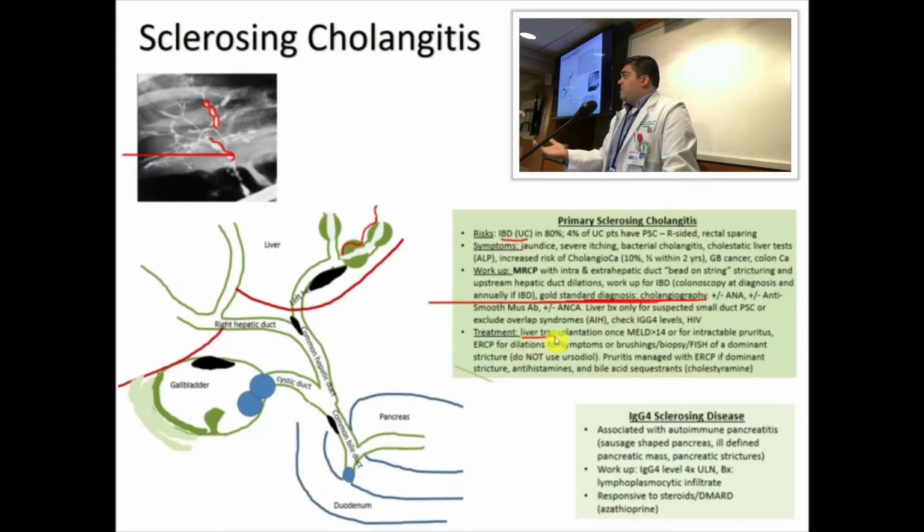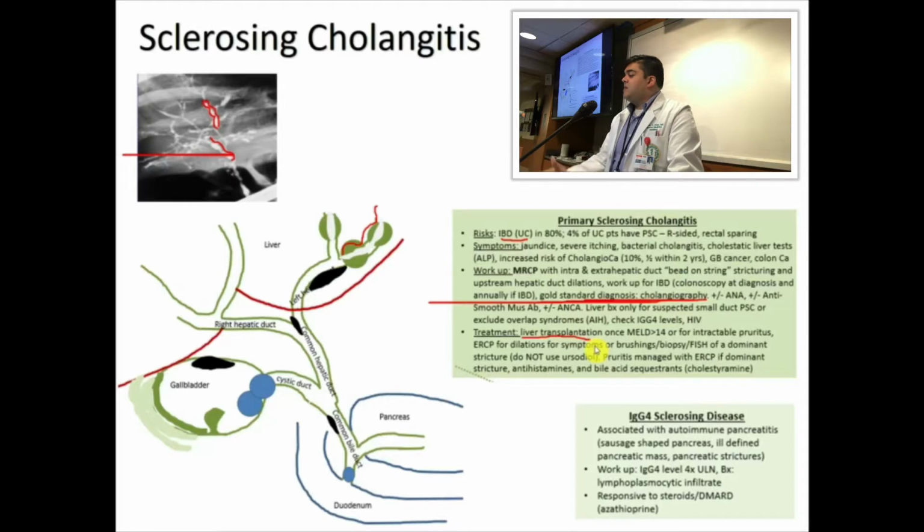The mainstay, and the only way to really treat this, is going to be liver transplant. That's when the MELD is greater than 14. And actually, some of the guidelines say that an indication for liver transplant is intractable pruritus. You can do ERCP for symptomatic relief because they'll often have ductal dilations and the symptoms of cholangitis. And that'll help out with some of these symptoms that they have. But when you do that, you want to make sure you do some brushings and biopsy to make sure that they don't have a mass or anything in there as well that's associated with it.